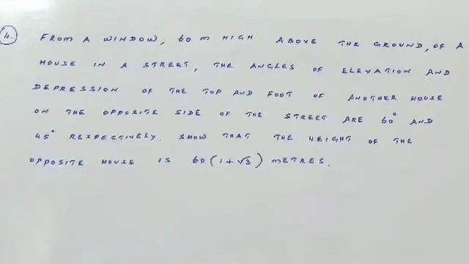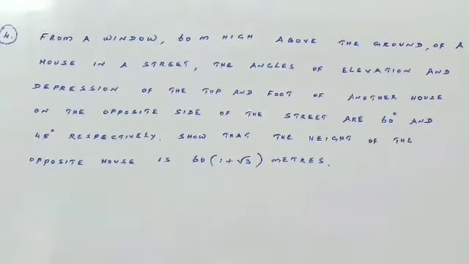Listen to the fourth question. From a window 60 meter high above the ground of a house in a street, the angles of elevation and depression of the top and foot of another house on the opposite side of the street are 60 degree and 45 degree respectively. Show that the height of the opposite house is 60 into 1 plus root 3, or 60 into root 3 plus 1 meter.